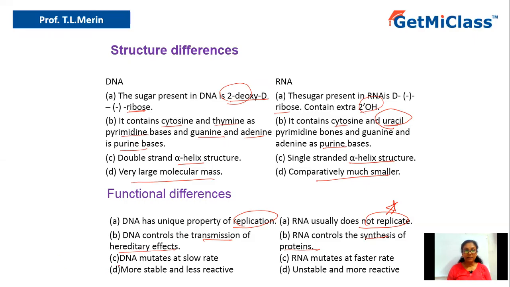Okay. Then DNA mutates at slow rate because, as I told you, DNA is more stable because of the absence of OH group at the 2' carbon, right? Whereas RNA mutates at faster rate because it is more reactive. Then it is more stable, less reactive, whereas as I've told you already, RNA is unstable and more reactive. So that is the difference between DNA and RNA with respect to their structures and function.